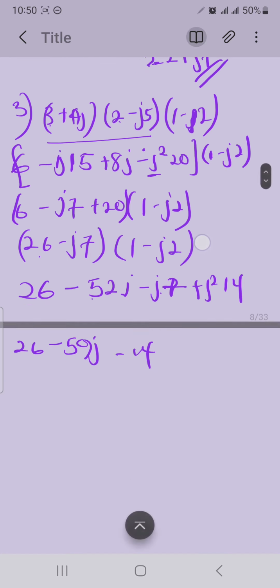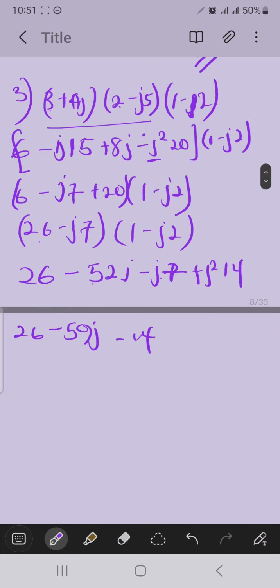So subtract 26 plus 14. So it means 12. So 12 minus 59. Okay, or you write it like this. And I hope you understand it like that.